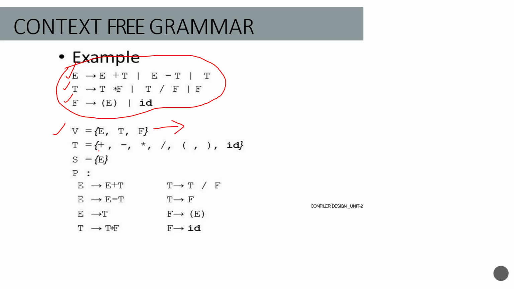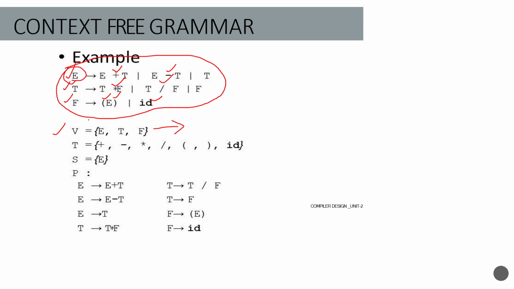And terminals, what are terminals? Whatever the operators, punctuation symbols, boldface letters, all are terminals. So here plus is a terminal, minus is a terminal, star is a terminal, slash division is a terminal, then open parenthesis, close parenthesis, then ID. So these all are terminals. Start symbol: what is the start symbol here? Capital E. Whichever is the head of the production, that will be the start symbol. So capital E is the start symbol.